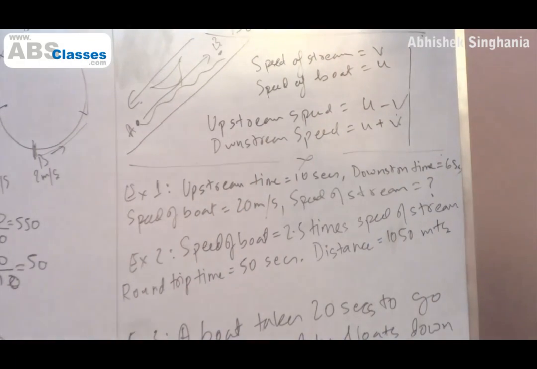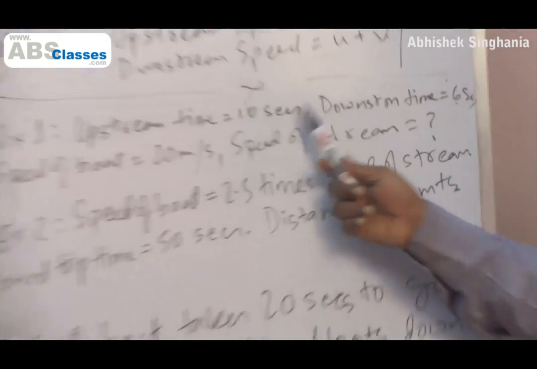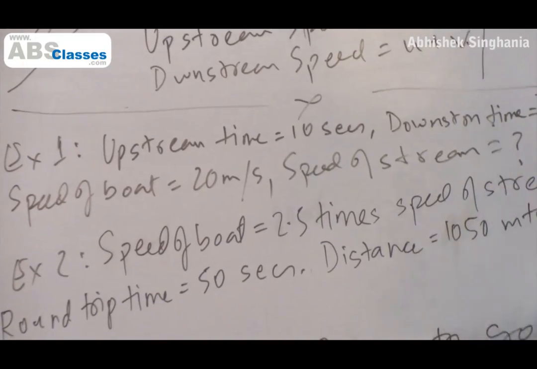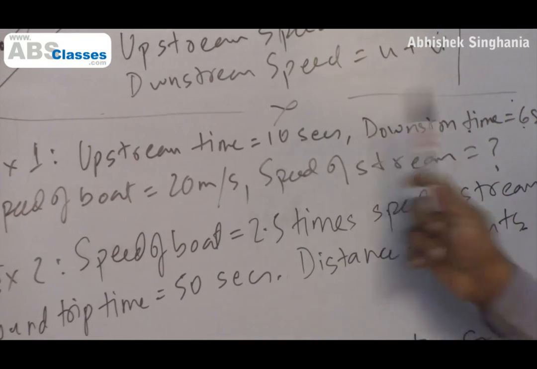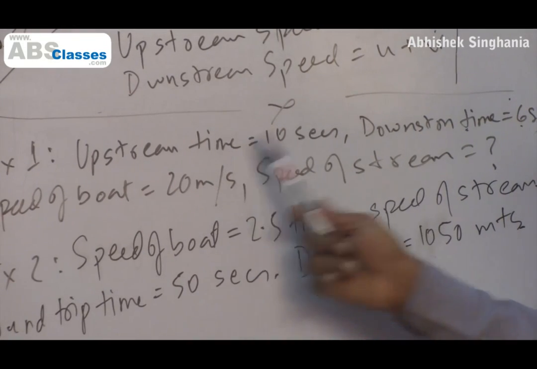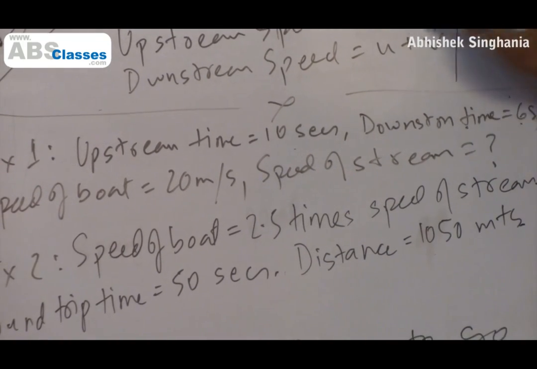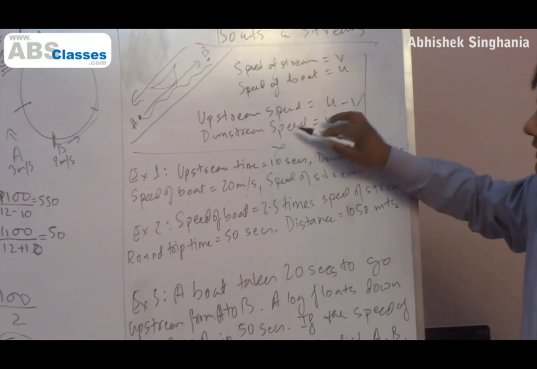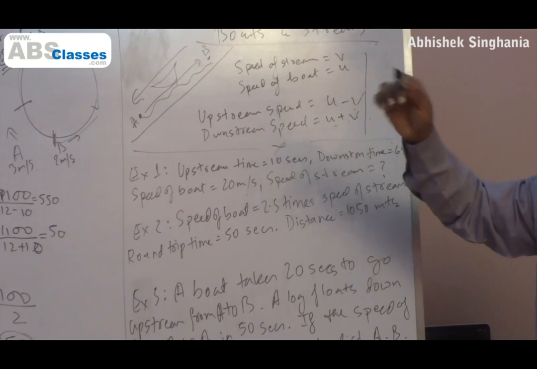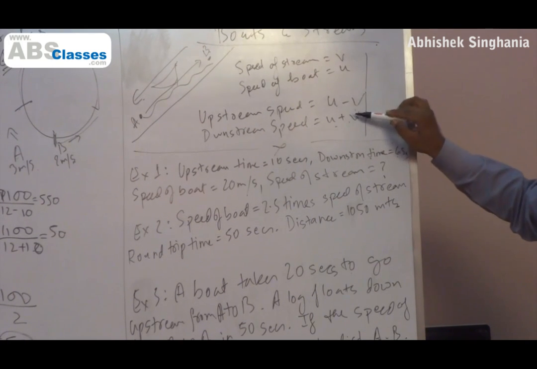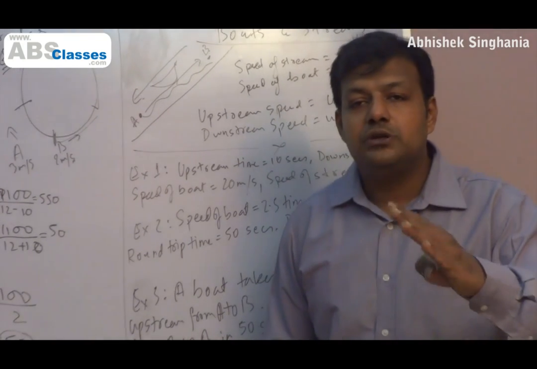Let me go through everything again, pay attention here. Upstream time is 10 seconds, downstream time is 6 seconds. So the ratio is 10:6, upstream time and downstream time. The distance is same, remember, upstream distance, downstream distance. It's a round trip. So the speed ratio will be reverse of this. So upstream speed and downstream speed will be in the ratio 6:10. Which means u minus v, upstream, will be 6, downstream u plus v will be 10. If you solve the two equations, you will get u is equal to 8, v is equal to 2. Boat is 8, stream is 2, which means the ratio is 4:1.